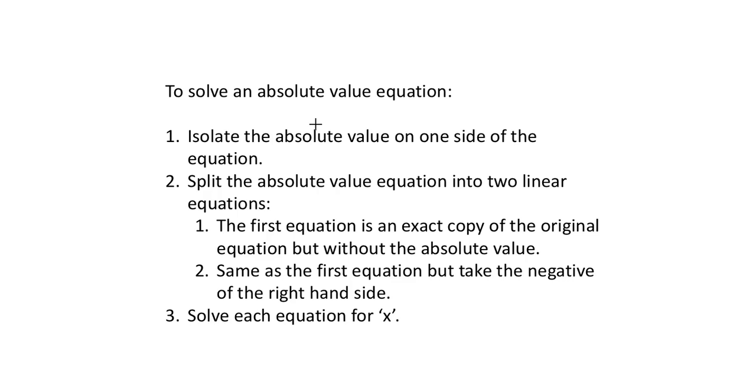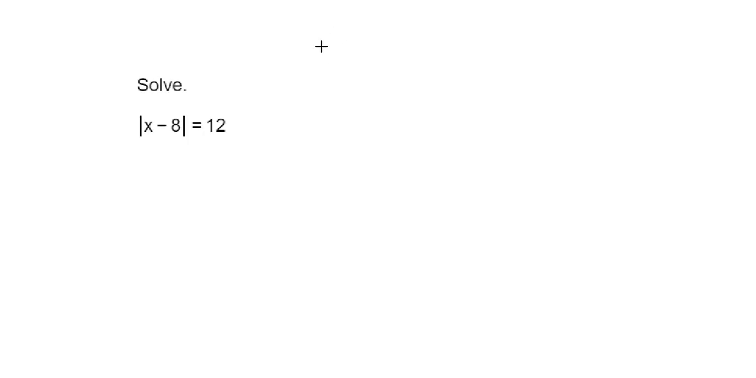So as these equations become more complicated, unfortunately, doing step 2 doesn't just give you the answer. You still have a little bit more work to do. You have to solve each of those equations you're setting up for x, and then you'll get your two solutions. All right. So let's take a look at an example. We have the absolute value of x minus 8 equals 12.